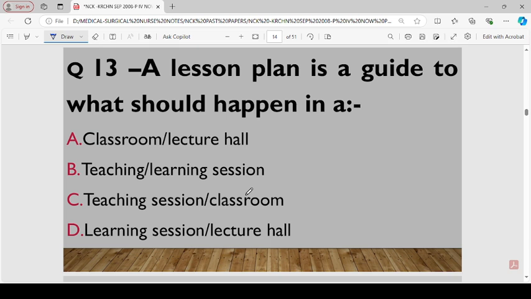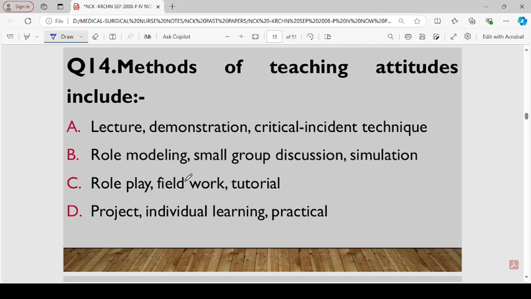A lesson plan is a guide to what should happen in a... Alright guys, looking at all these options, a lesson plan is a written description that is normally used in learning and teaching situations to guide the facilitator, who is the teacher, to systematically present the subject matter in a more logical, interrelated, integrated way such that learning is reinforced and enhanced. Looking at these options, the best option is option B, teaching and learning session.